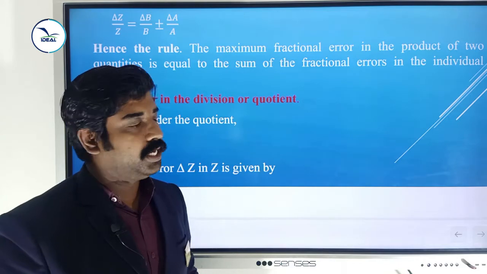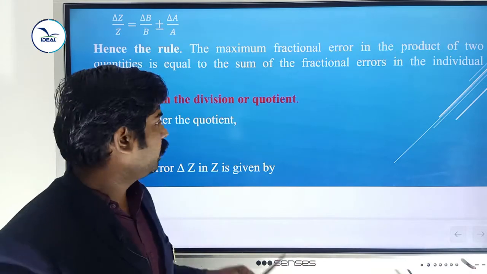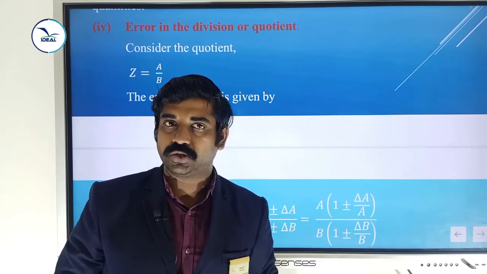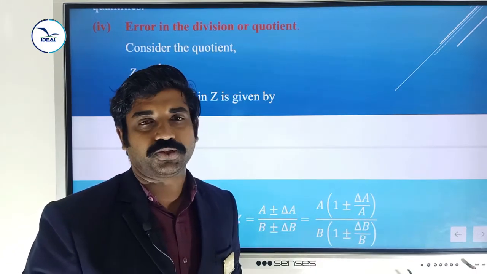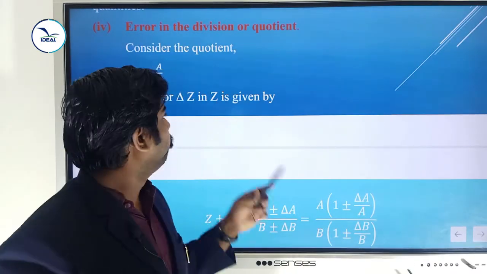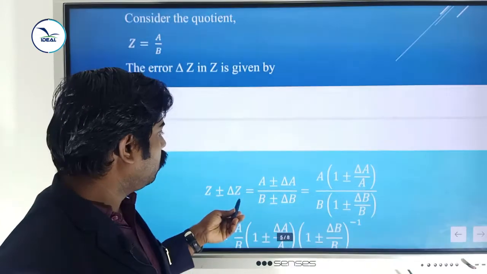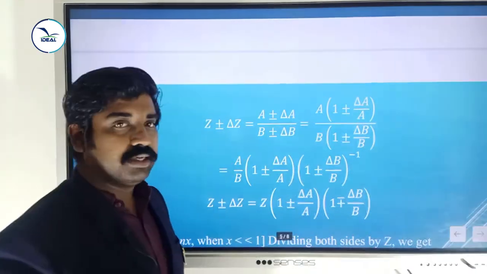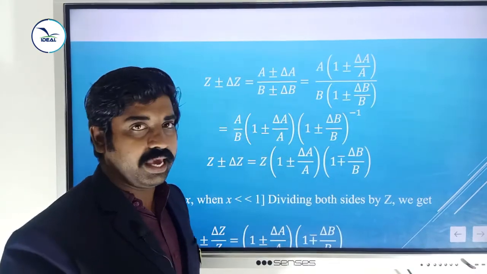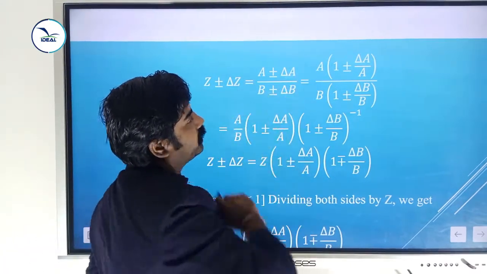Okay, clear? Then next one, error in the division or quotient. We can consider the same condition. A is measured as A plus or minus delta A and B as B plus or minus delta B. So we have an equation that Z equals A by B. Here delta Z is the error in Z. So we can write that equation like this: Z plus or minus delta Z is equal to A plus or minus delta A by B plus or minus delta B.